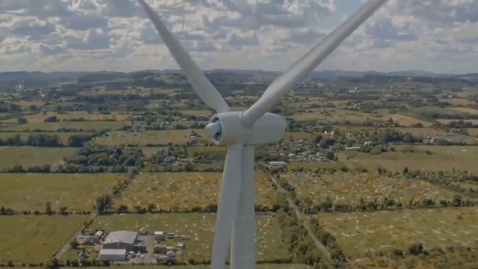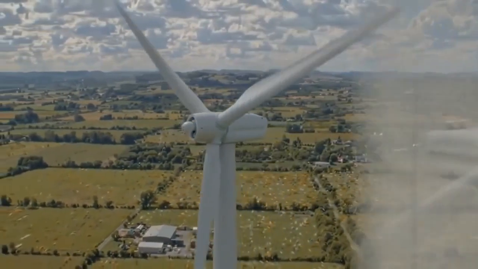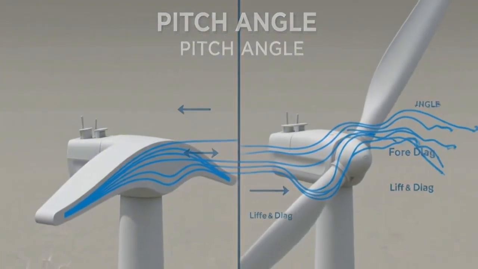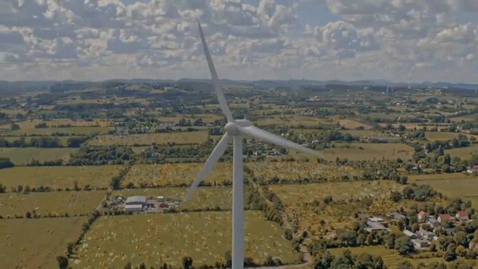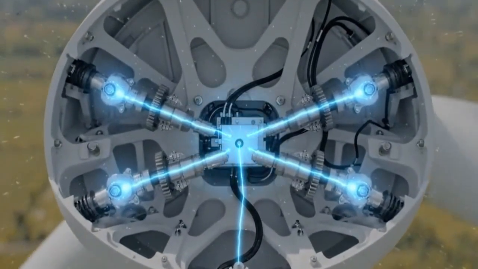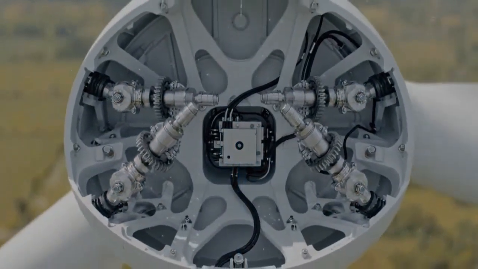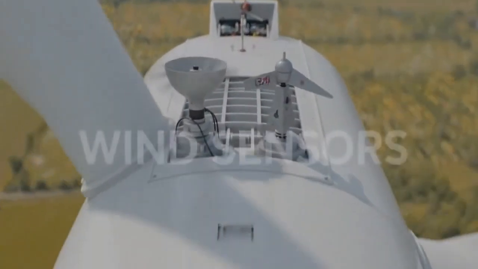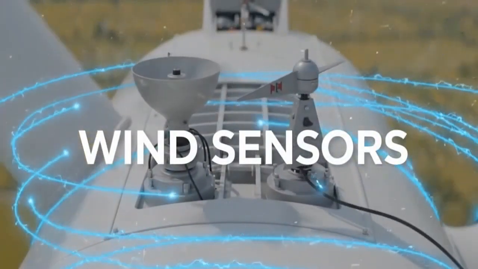The transformer raises the voltage to a level better suited for long-distance transmission with lower losses. Many turbines in a wind farm send their electricity to a central substation before it enters the grid.